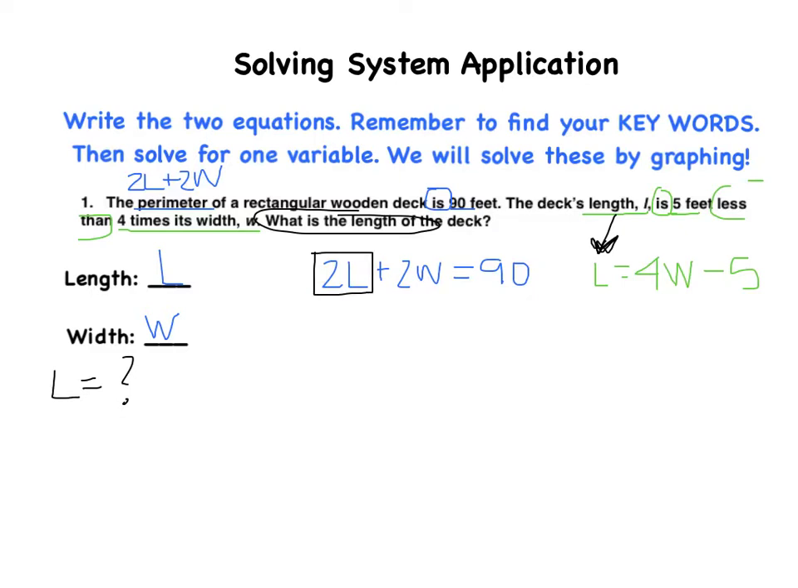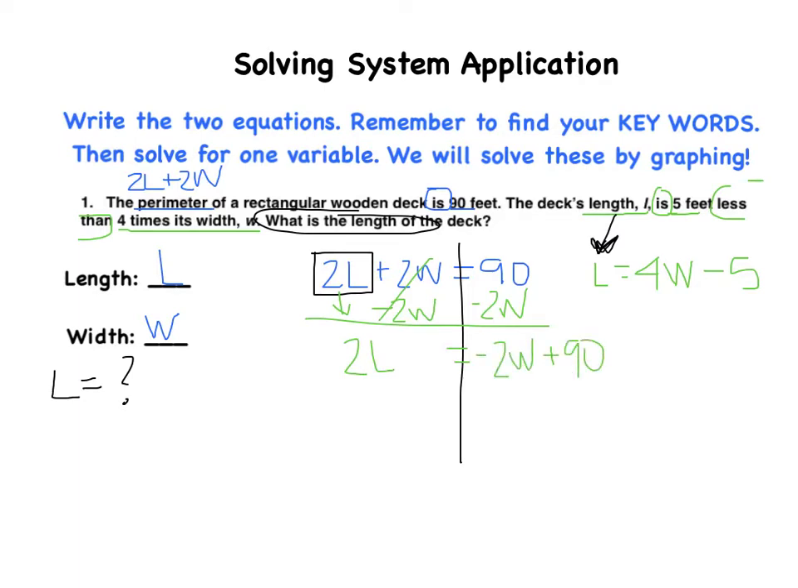So first I box the variable that we're solving for, which in this case is L. I get rid of that 2W by subtracting 2W to both sides. We bring down what's in our box, so we get 2L. We cancel what was beside it, equals negative 2W plus 90. Now our last step is to divide everything by 2, because that's the number inside of our box, and we end up with L equals negative 1W plus 45.